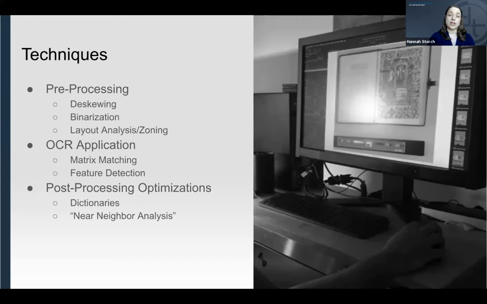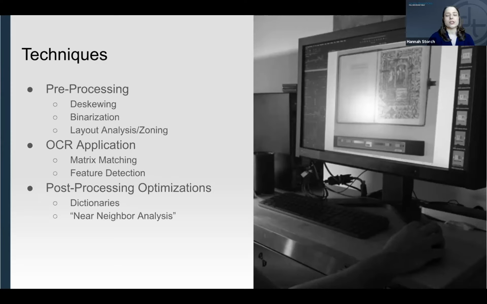When actually applying OCR, there are two potential main methods: matrix matching, say that 10 times fast, and feature detection. Matrix matching is actually the simpler of the two. It takes an image and compares it to an existing library of character matrices or templates to generate a match.